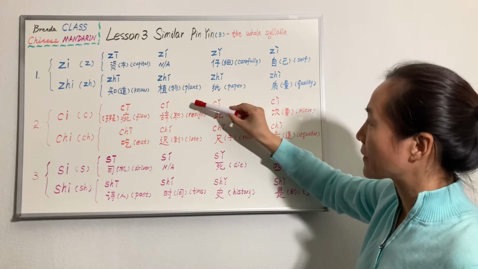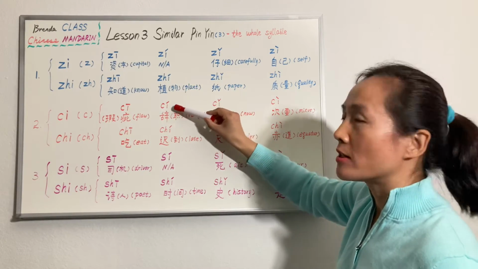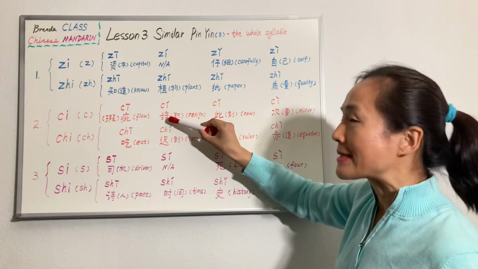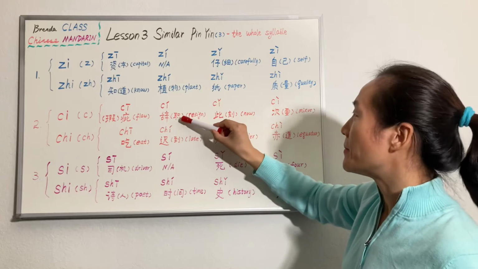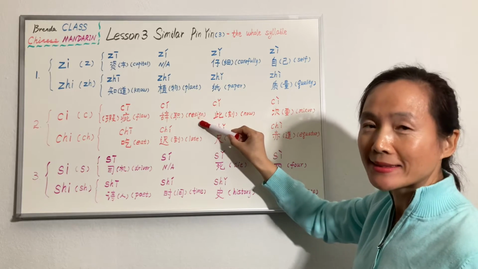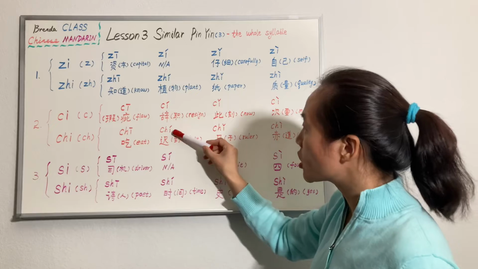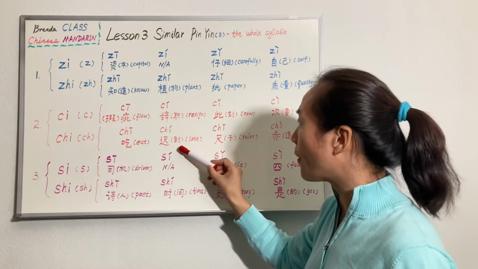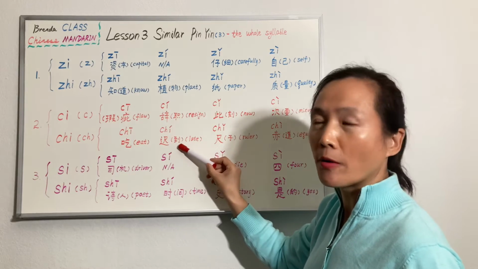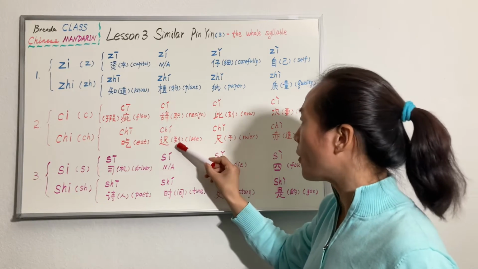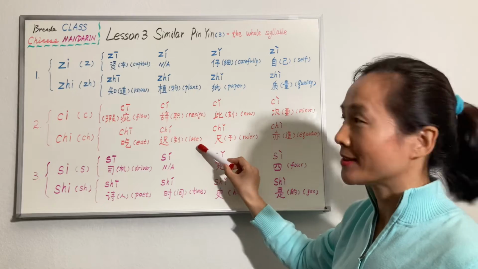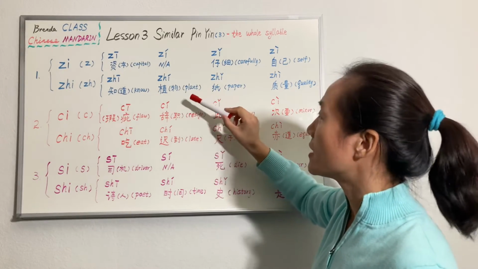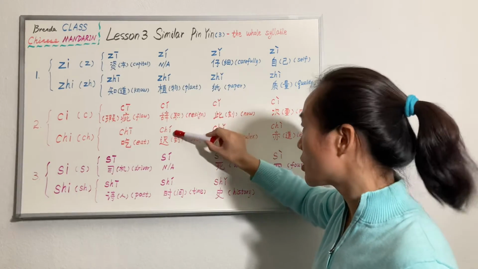Second tone. 辞, 辞, 辞职, 辞职 means resign. 迟, 迟, 迟到, 迟到 means late. 迟, 迟, 迟, 迟.